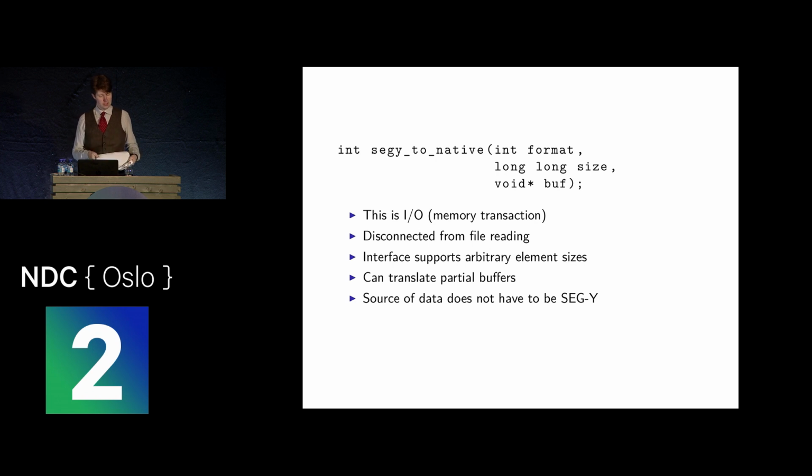It allows us to translate partial buffers, which is nice if you just want to, say, translate half of your buffer, or maybe you want to read in batches and translate in batches. And as I mentioned before, your source data does not actually have to be segyio. It could be read from a pipe or something, and you would still be able to use this function, because it's not tied to the I/O itself.